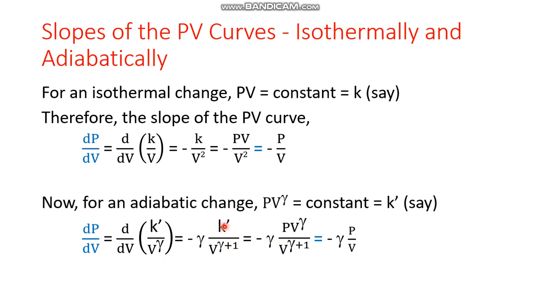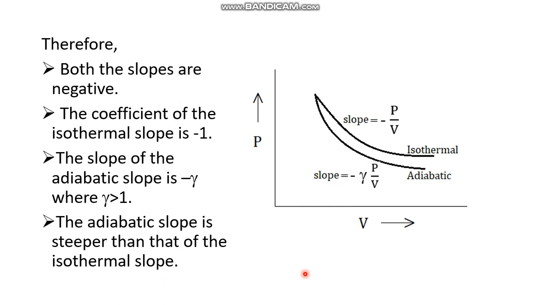In place of K prime we are putting PV to the power gamma, and the final result is minus gamma into P by V. So both the slopes are negative, but this one is more negative because gamma is always greater than 1. So the slope of the PV curve in case of adiabatic change should be steeper than the isothermal curve.